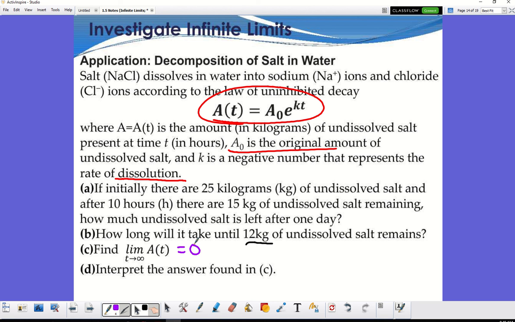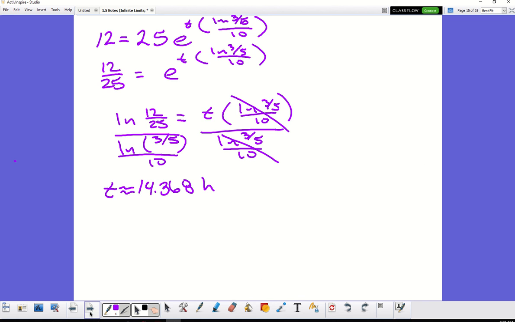Interpret the answer found in C. That's my whole reasoning that I was actually explaining it like that. Because you're going to take a positive power, which is those positive T's, and then you have a negative decay. So your decay will always go to 0. In these cases, your decay will always go to 0. And I think that is it.